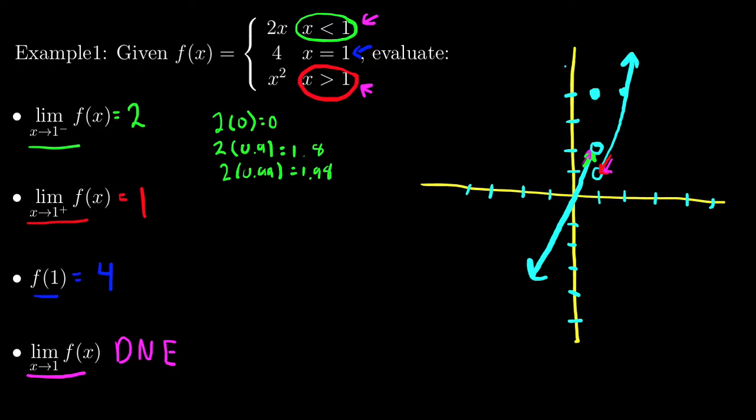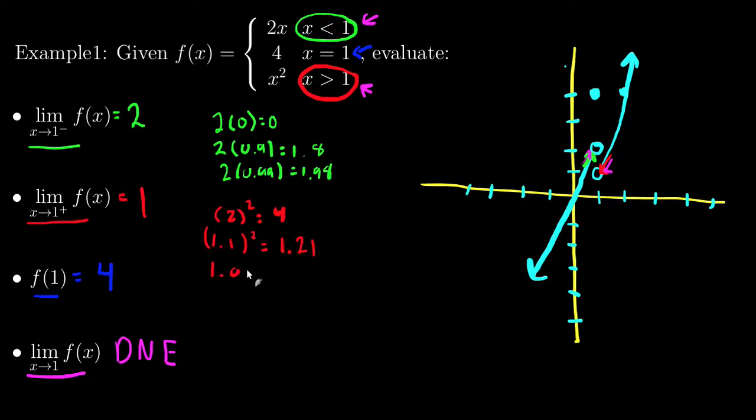From the right, I do the same type of thing, except I'm going to consider values that are bigger than 1. And so I could consider 2. And to the right, I'm going to follow this rule. So I can consider, okay, 2 squared is 4. But 2 is pretty far from 1. I can do better. So I can consider 1.1. And 1.1 squared is going to be 1.21. And I can do even better now.